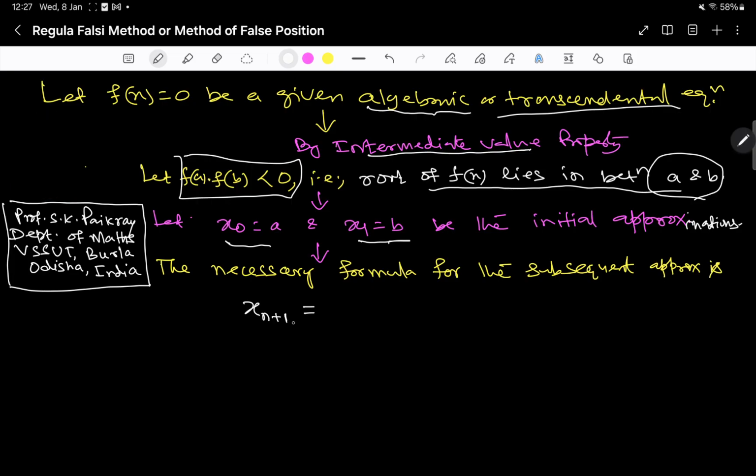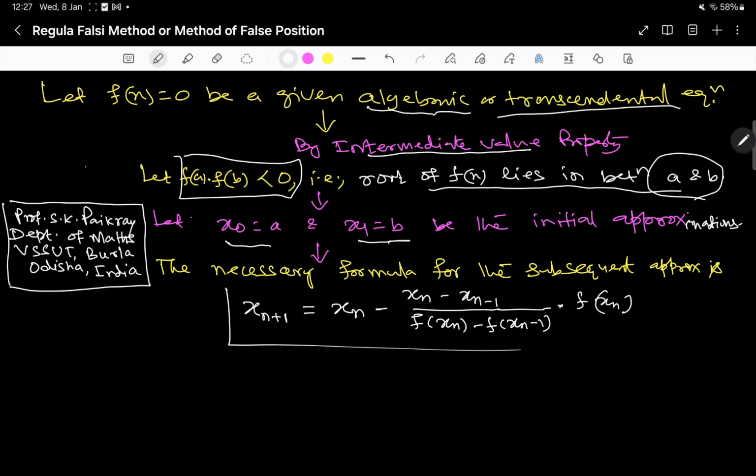The necessary formula is x(n+1) equals xn minus (xn minus x(n-1)) divided by (f(xn) minus f(x(n-1))) into f(xn). This is the necessary formula for the Regula Falsi method, and it is subject to the condition of the intermediate value property.